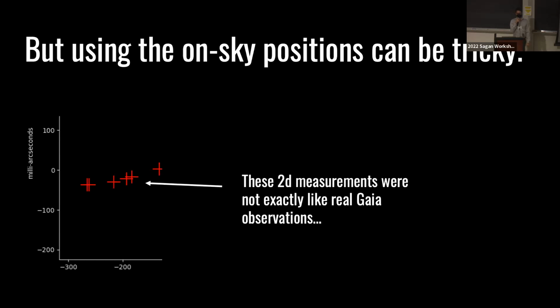Okay, now the complications. So using the on-sky predictions can be tricky. I'm saying can be because I'm not going to make a broad statement that it applies to every source or to some sources. I just want you to be aware of the interesting nuances that can come up when you're using the actual on-sky positions that will come from Gaia or those that are in Hipparcos. But Gaia is more relevant for this because its precision is so much higher. So these 2D measurements I showed, they're not exactly like the real Gaia observations, and I'll get into what they actually are.